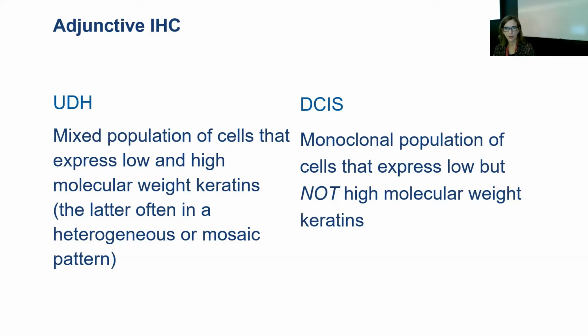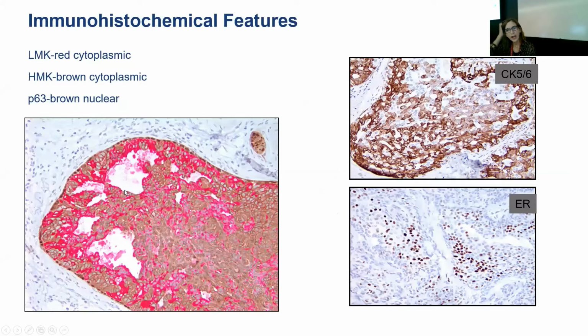If you need to use adjunctive immunostains, as I mentioned, usual ductal hyperplasia has a mixed population of cells that may express low and high molecular weight keratins. The latter is the one that we use in our department, and it is often expressed in a heterogeneous or mosaic pattern. In contrast, DCIS is composed of a monoclonal population of cells that express low but not high molecular weight keratins. And so this can be used to help distinguish atypical from non-atypical proliferations. So here on the right are the pair of stains that we use.